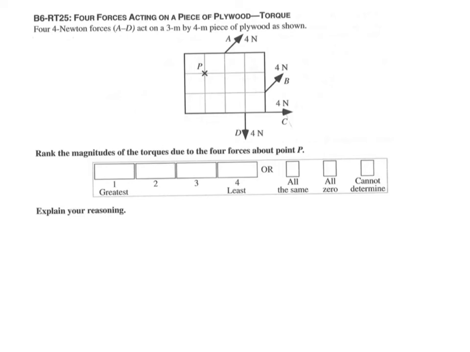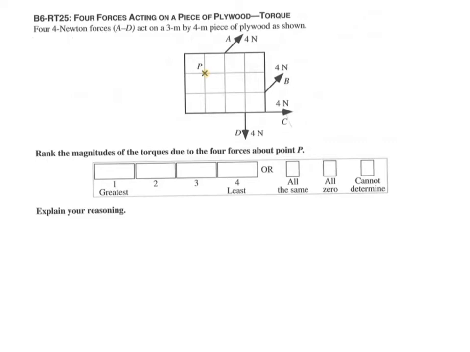Sample problem 11-05. Four 4-Newton forces, A through D, act on a 3 meter by 4 meter piece of plywood as shown below. Rank the magnitude of the torques due to the 4 forces about point P. So we see right away our rotation axis is this, and we need to compute each of the different torques. The easiest way to rank them is probably to just compute them. So we'll start doing that one by one.